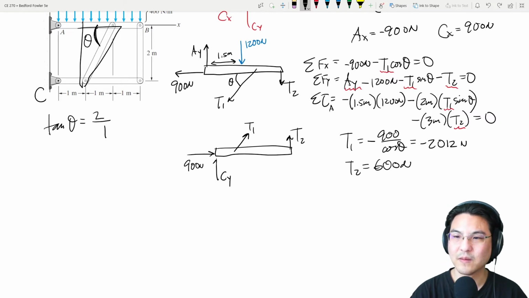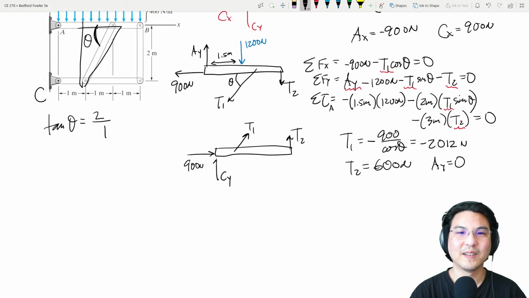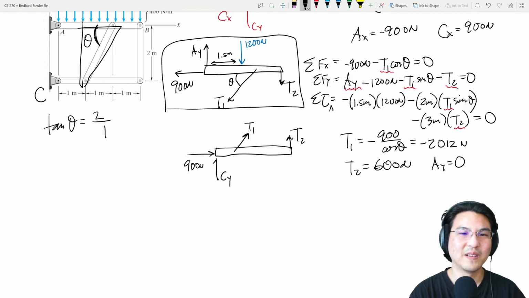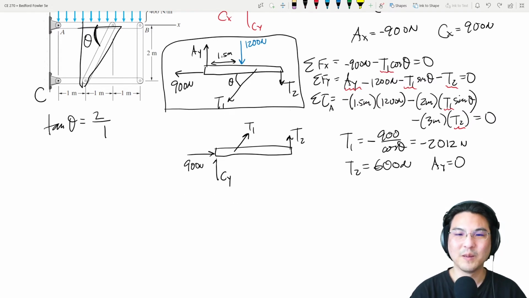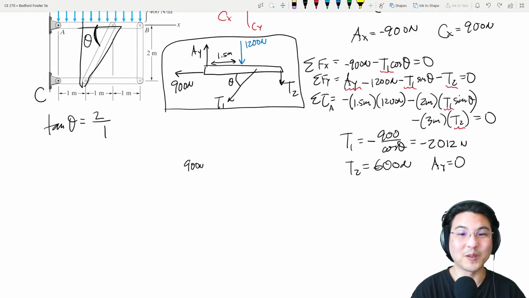So ay is 0. That's interesting. Okay. All right, so we have everything we need for this bar already. Okay, so we could stop here and then, for this free body diagram, you can write as many as 3 more equations and then solve for this unknown. But we don't need that for this particular question.